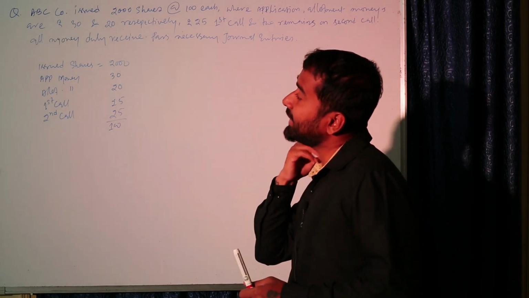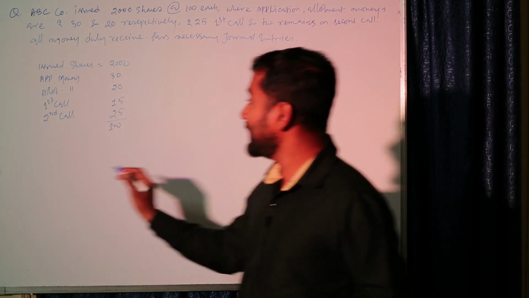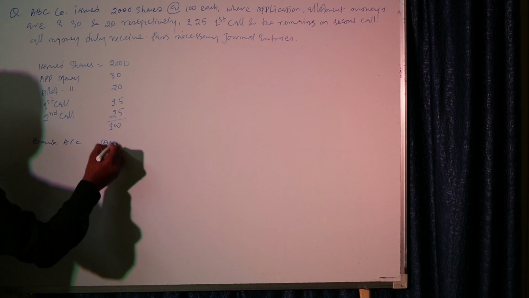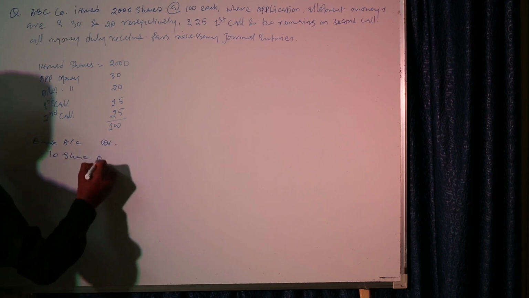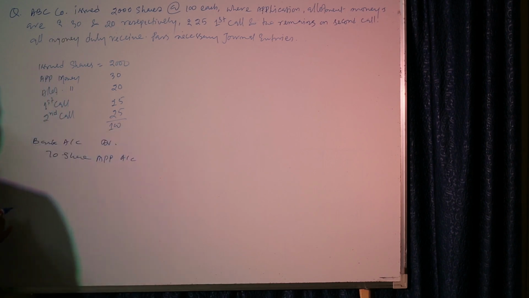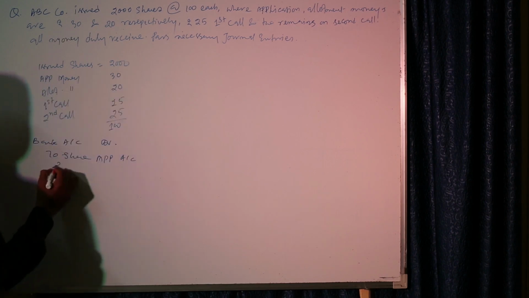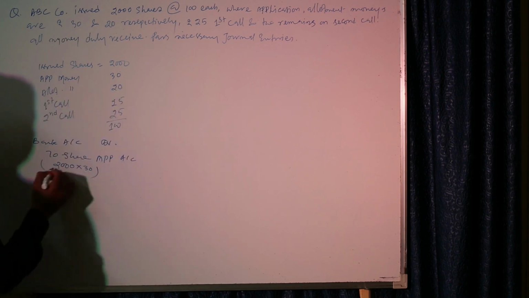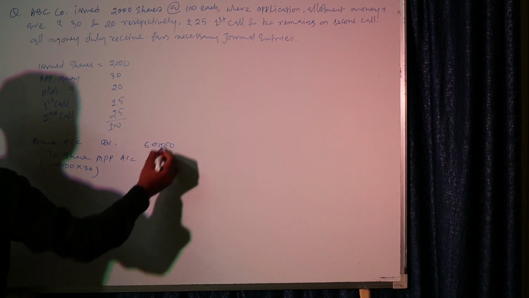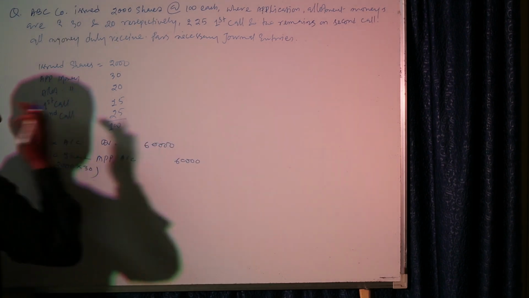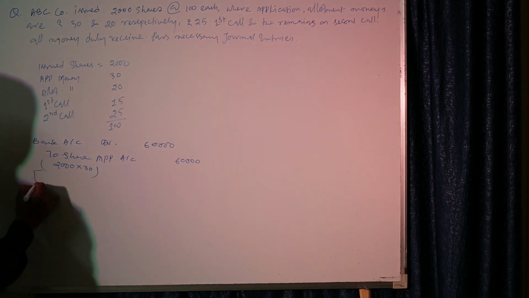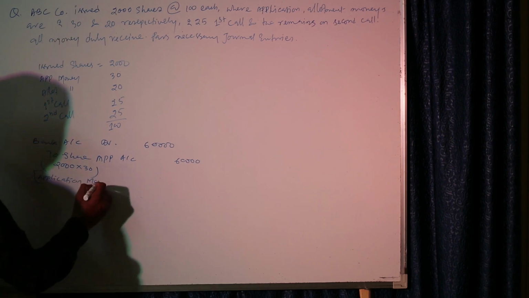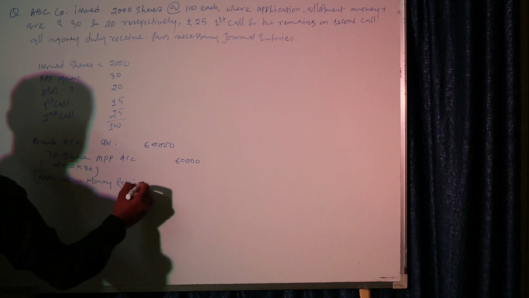Now, the first thing is that all the money is duly received. So the first entry, when the application money is received, how should the entry be? Simple: bank account debit to share application account. That is 2000 shares into the application money of 30 rupees. Two threes are six, so 60,000. That being the application money received.